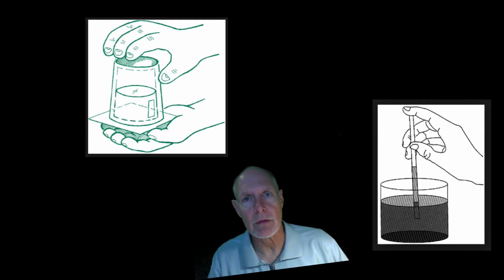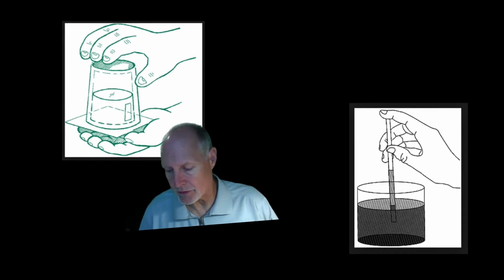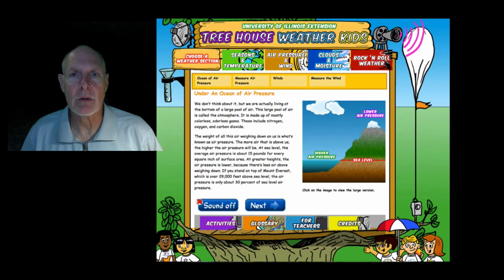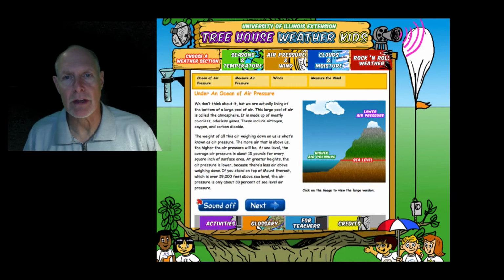Same thing's true with the straw and the water in the straw. I would like you to go to a website that I have back on the assignment page, and I want you to read about the sections called Ocean of Air Pressure, Measuring Air Pressure, Winds, and then Measure the Wind. This is a great little website to talk to you about atmospheric air pressure. It will help begin to fill out some of the understanding that you need about air pressure, and we will do lots more investigations, and I'll show you some other phenomena when we're in class again this week.